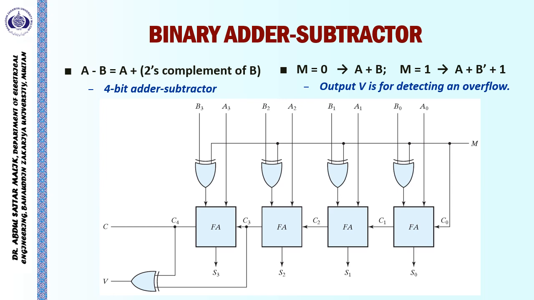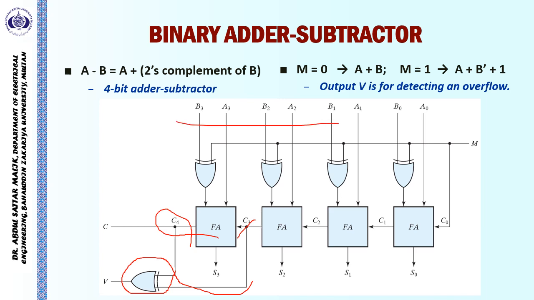We will explain in the next slide how this phenomenon actually works. We will take some case study examples and show that if the carry into the most significant bit and the carry out of the most significant bit are different, then that indicates an overflow, indicating that the signed sum of the addition or subtraction of two numbers is out of range.